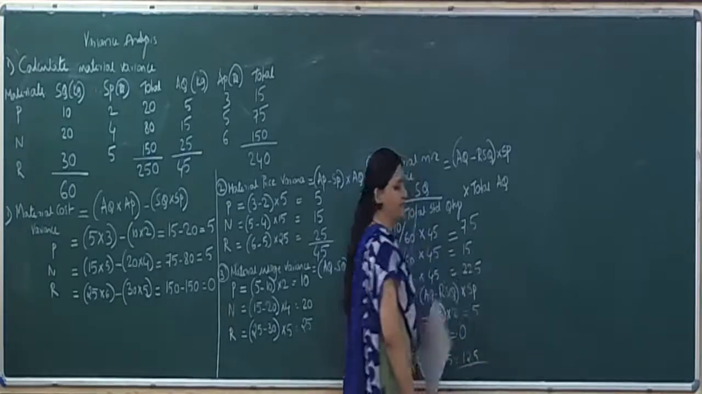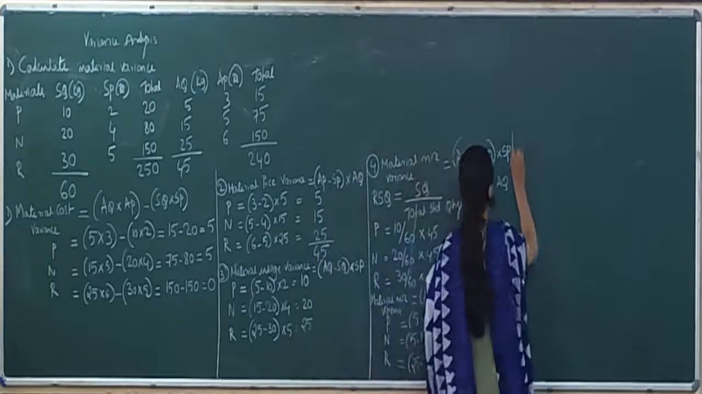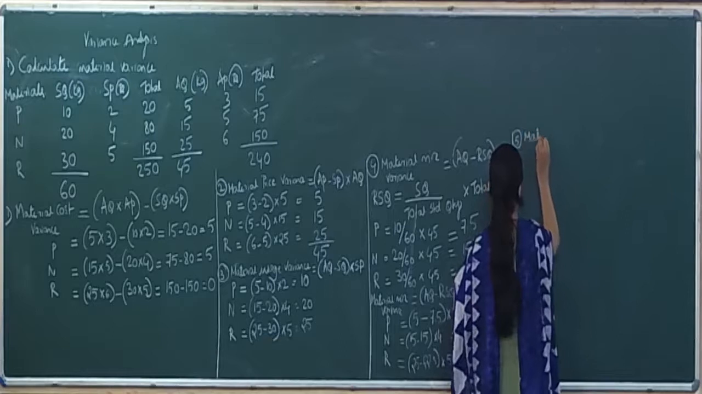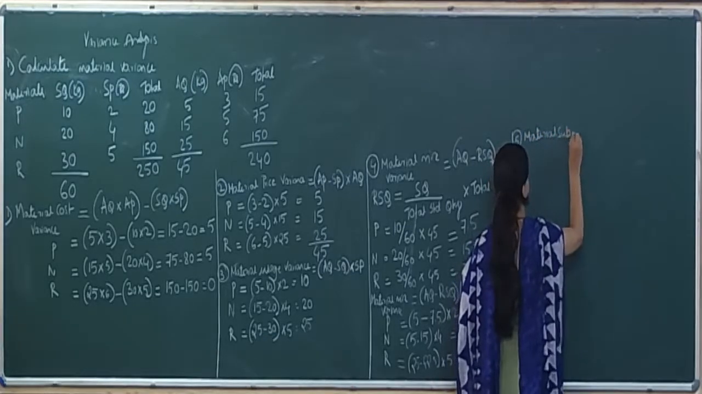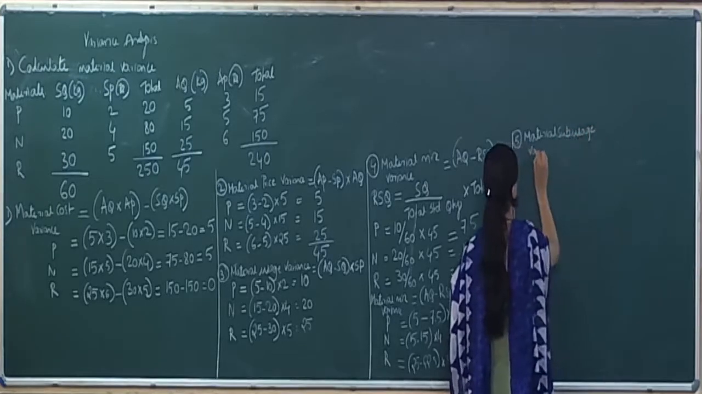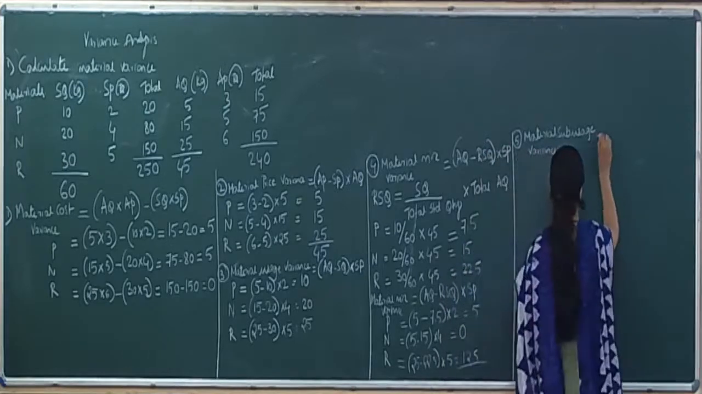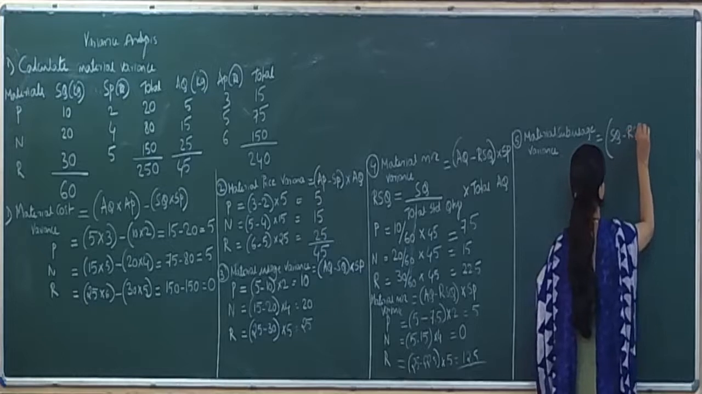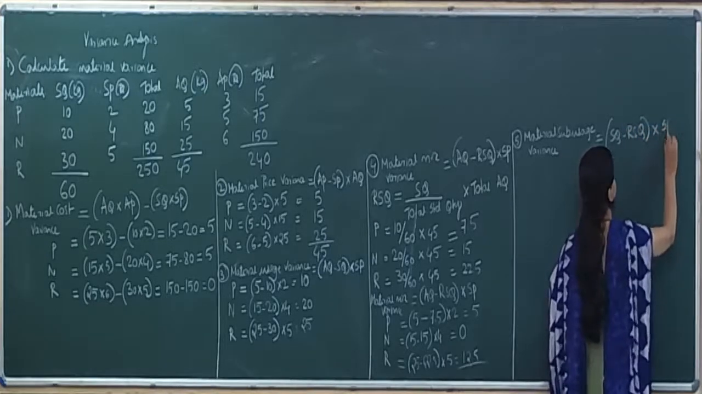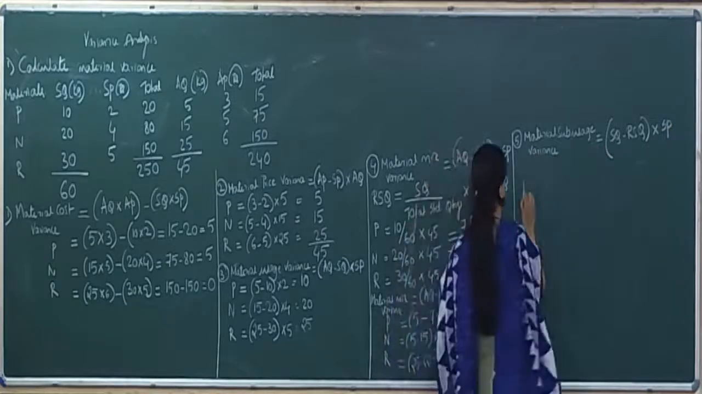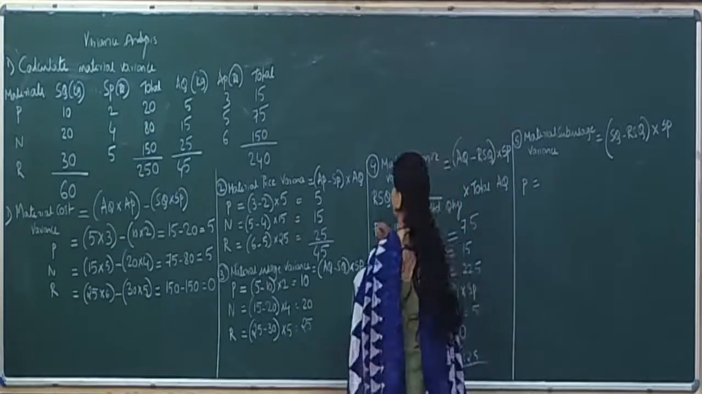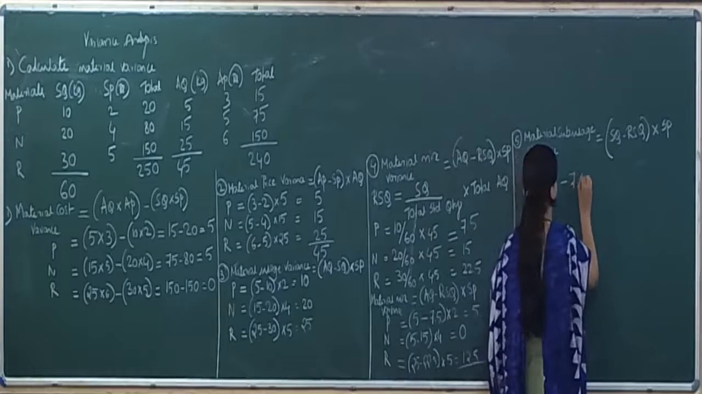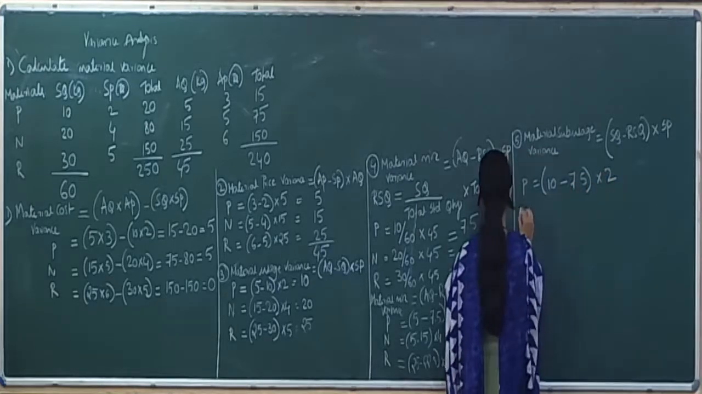Next one, that is the material sub-usage variance: standard quantity minus revised standard quantity into standard price. Now for P, standard quantity is 10, revised standard quantity we have found out here as 7.5, then standard price is 2.